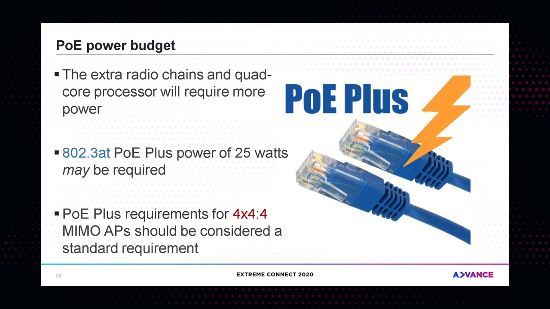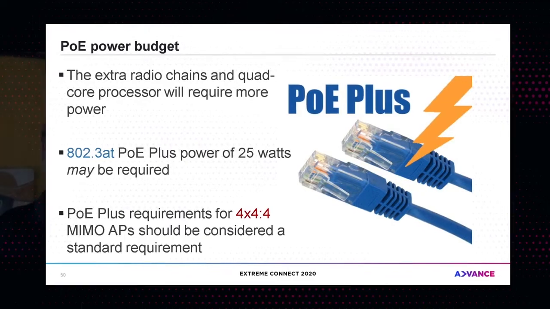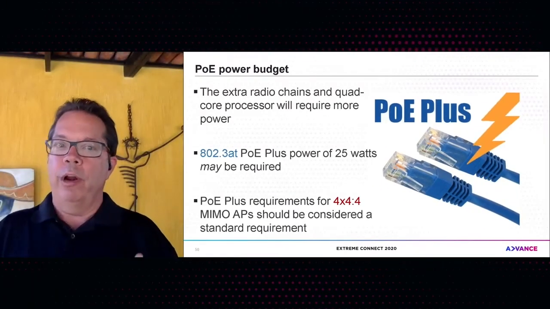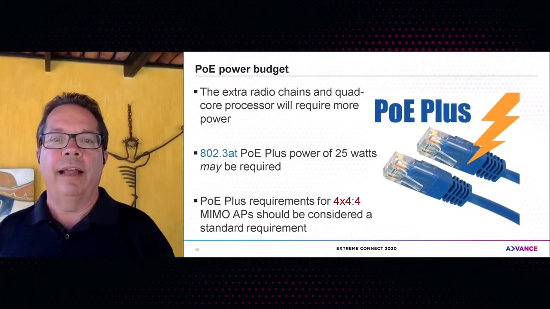There are some exceptions. If you have smaller APs that are the 2x2x2, you can still power those with 802.3af and 15 watts. But pretty much rule of thumb, PoE plus. And you're going to need PoE plus for anything 4x4 or bigger moving forward. And as we add more radios in it, that's going to be a challenge. We want to try to keep it to that level of power.